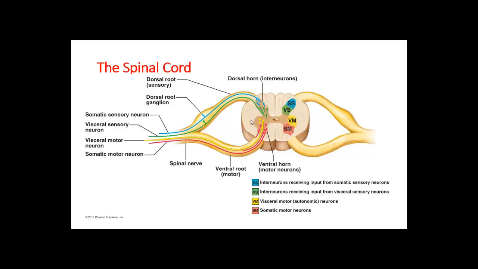The white matter outside here are going to be the axons of the neurons that originate in these areas. So they enter here, and then the axons begin here and they travel up the spinal cord. The white matter of the spinal cord is going to be myelinated axons, and this gray matter are cell bodies and dendrites of these different types of neurons that we see color-coded in this diagram.